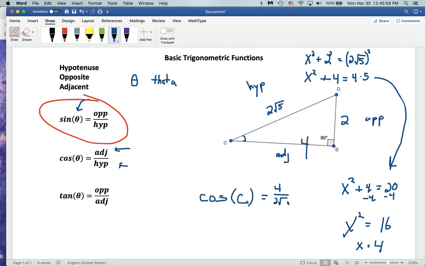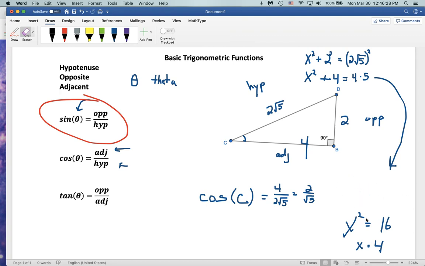Now, if you type this into your iXL assignment, you will get it wrong for a couple reasons. First of all, you can reduce. What is 4 over 2? Well, that reduces to 2 over the square root of 5, right? Because 2 goes into 4 twice. And then we have a square root in the denominator. We don't ever want square roots in the denominator.